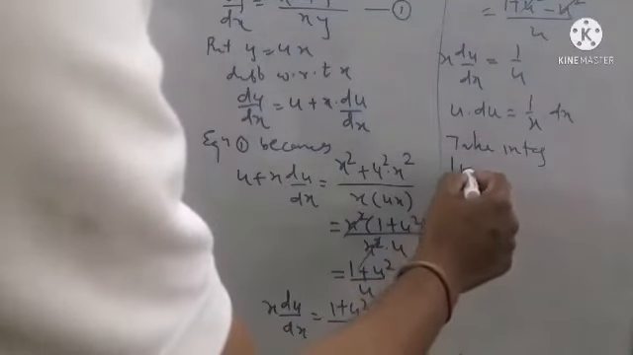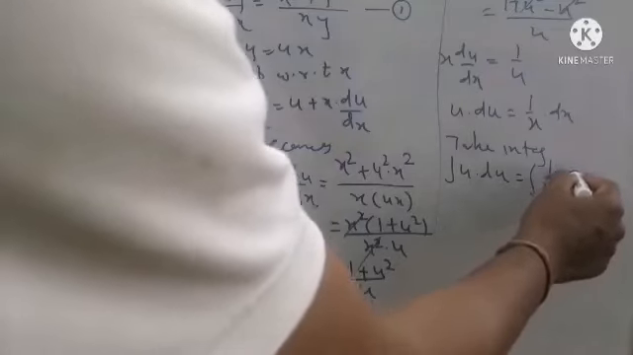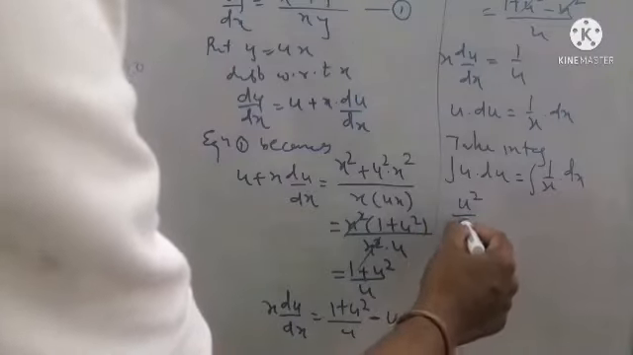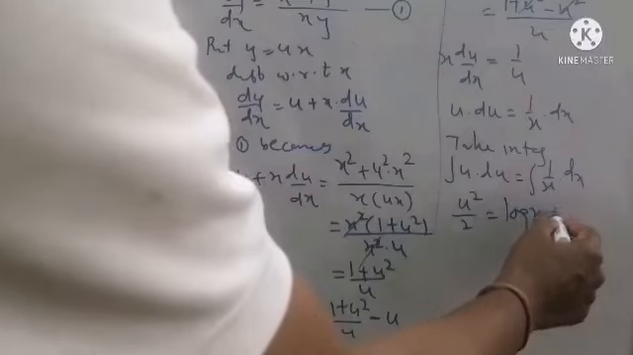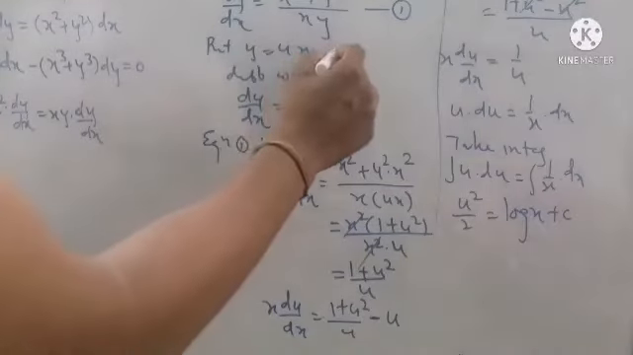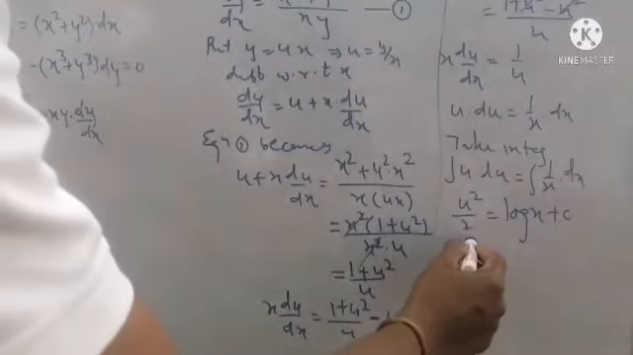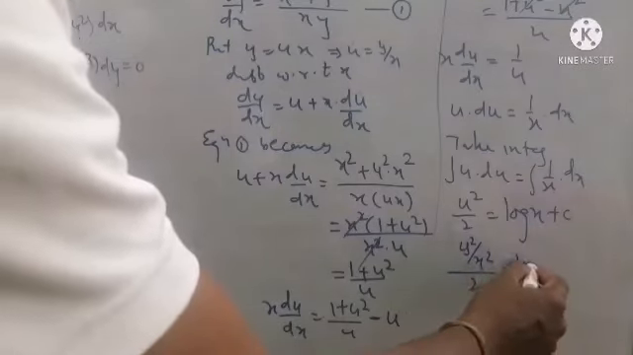So integration of u with respect to u on the left hand side, and on the right hand side integration of 1 upon x. As u is a power term, its integration is u square by 2. On the right hand side, integration of 1 upon x is log of x plus c. And finally we have to resubstitute. As y is equal to ux, we get u as y upon x. So finally y square upon x square divided by 2 is equal to log of x plus c.